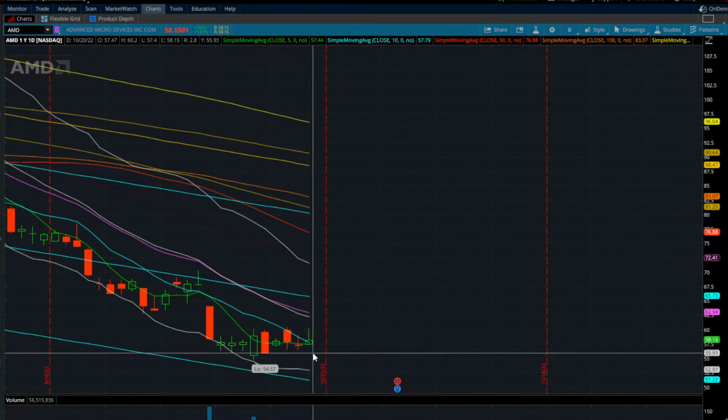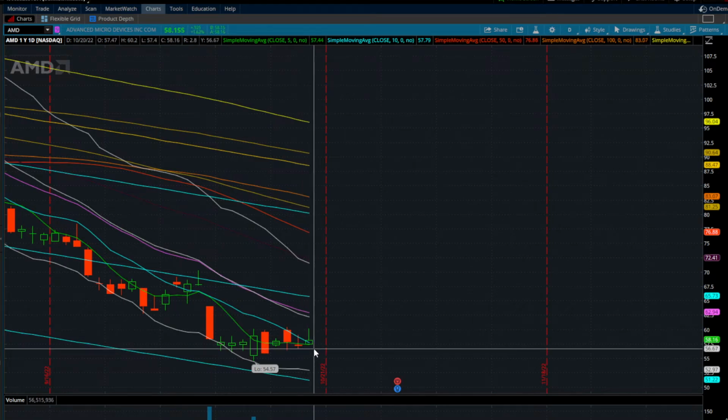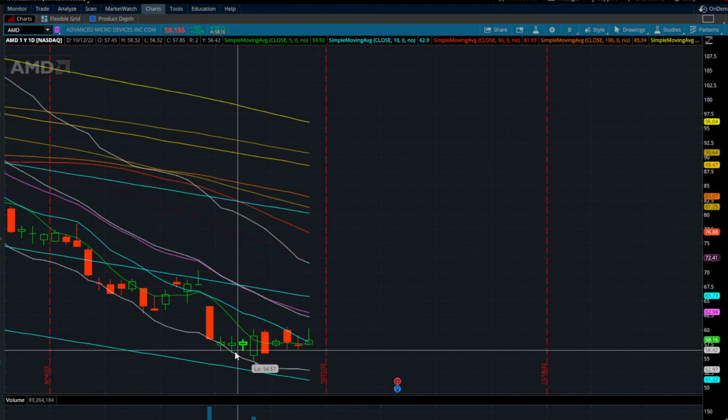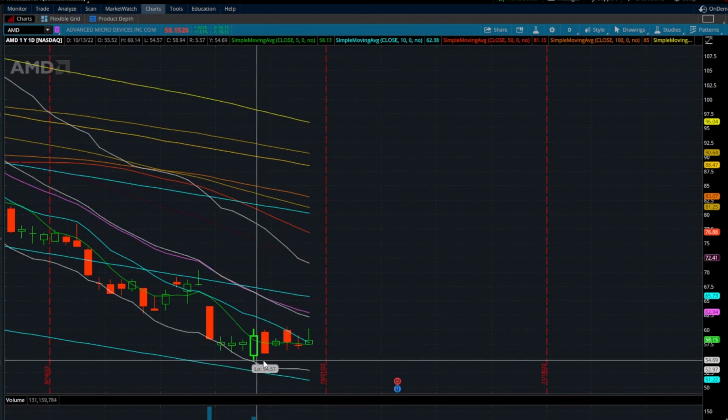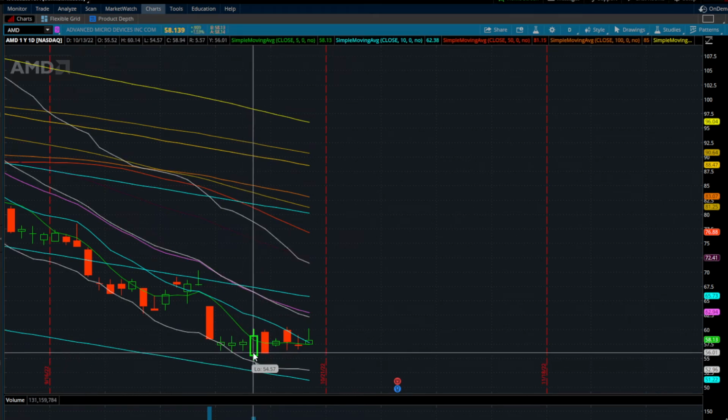Now, obviously, anytime you're holding runners, you want to be scaling out along the way, but you want to understand where you could be headed. So $54.57 is the bottom wick here when we tagged that lower Bollinger Band on the 13th of October. So keep that in mind.